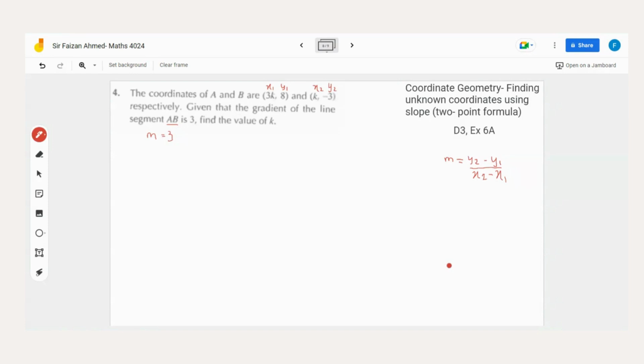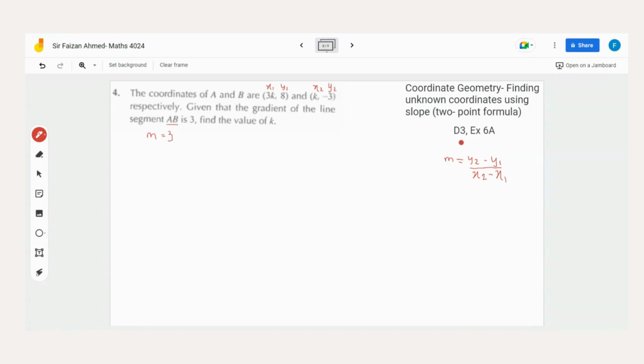Welcome to Maths Guru. Student, this is a question on coordinate geometry and the primary target is we have to find the unknown coordinates using the slope formula that is also called the 2 point formula. The formula is m is equals to y2 minus y1 upon x2 minus x1. Small m is basically the representation of slope or the gradient.